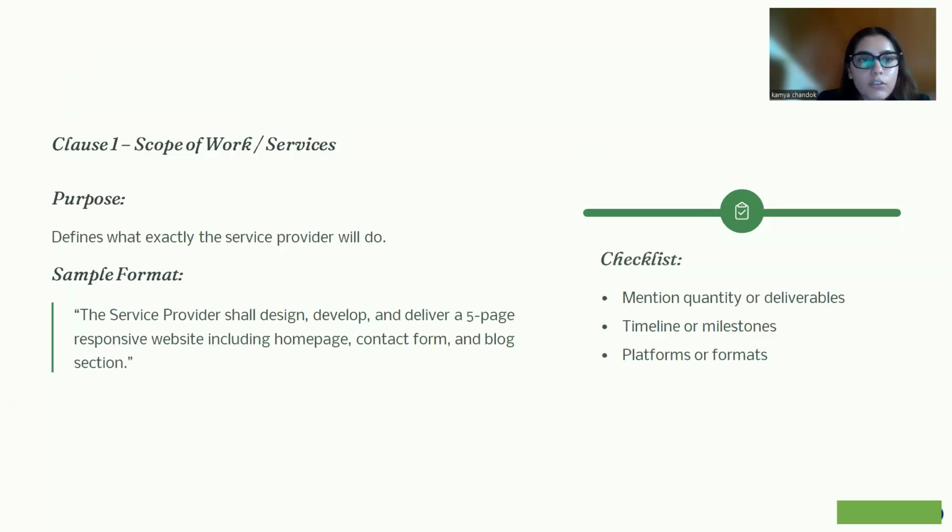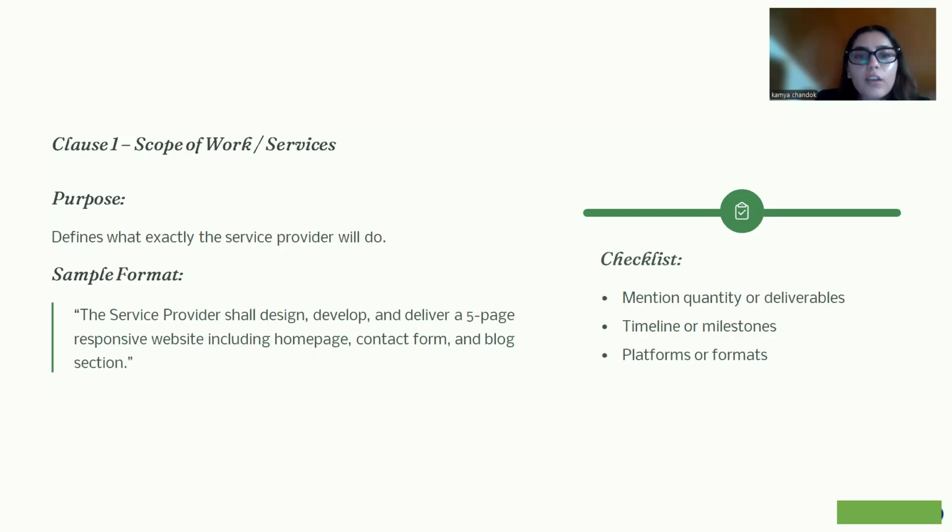Let's move on with the first clause. That's the scope of work. Now, this clause defines what the service provider is agreeing to deliver. It is the foundation of the contract. You can see the sample format here, where it is mentioned that the service provider shall design, develop, and deliver a five-page responsive website, including a homepage, contact form, and blog section.